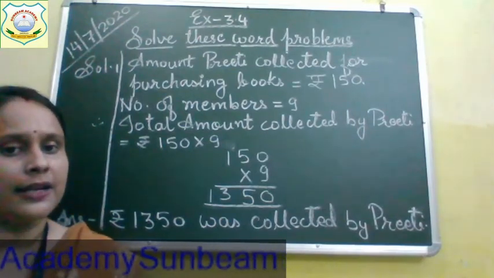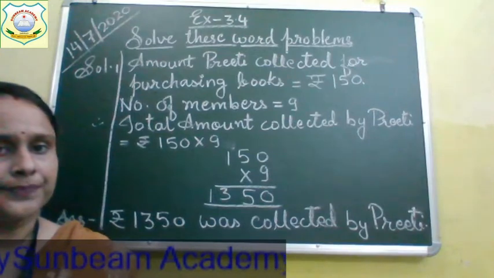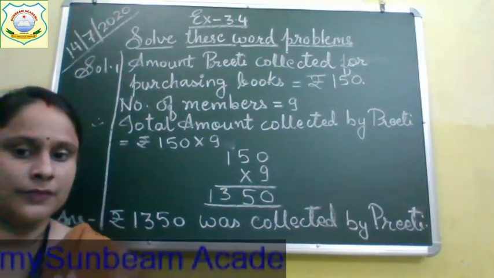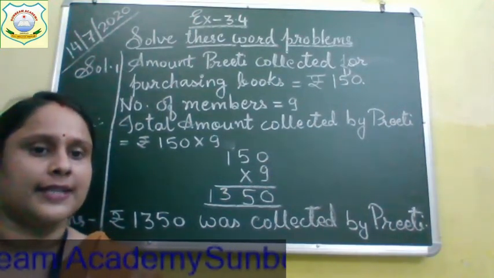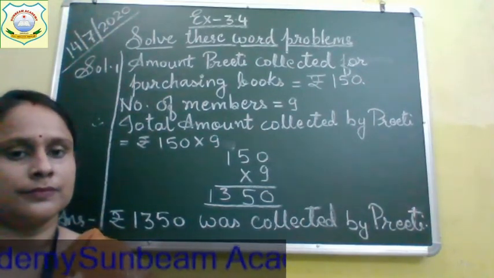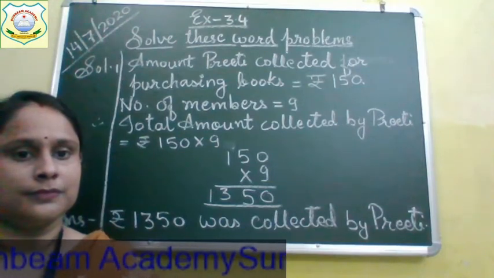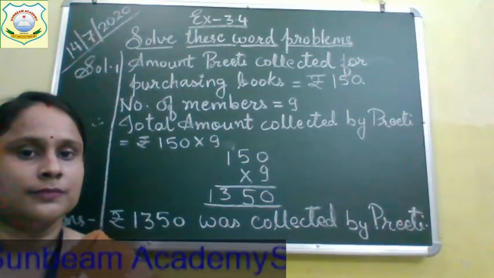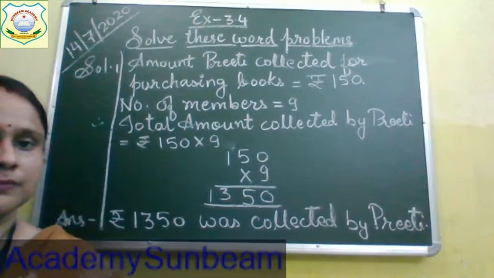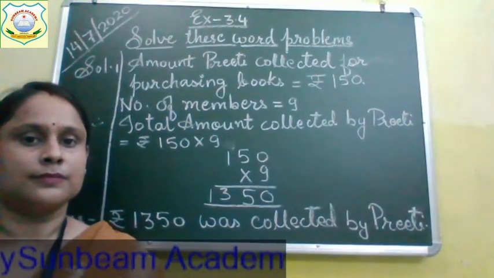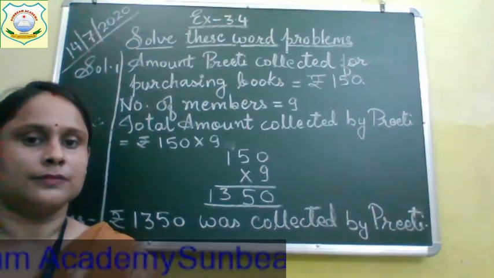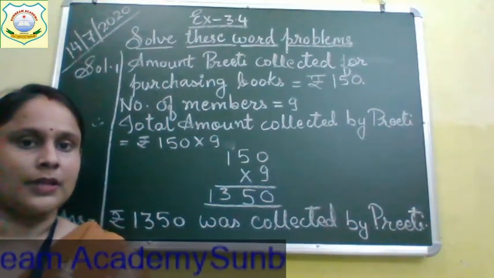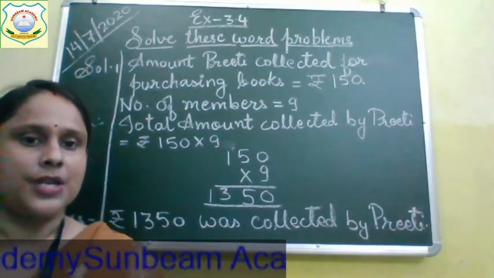Rupees 1350 was collected by Preeti. Write down fast children, then we will start our second question. Everyone has written it. Now, shall we start the second question?